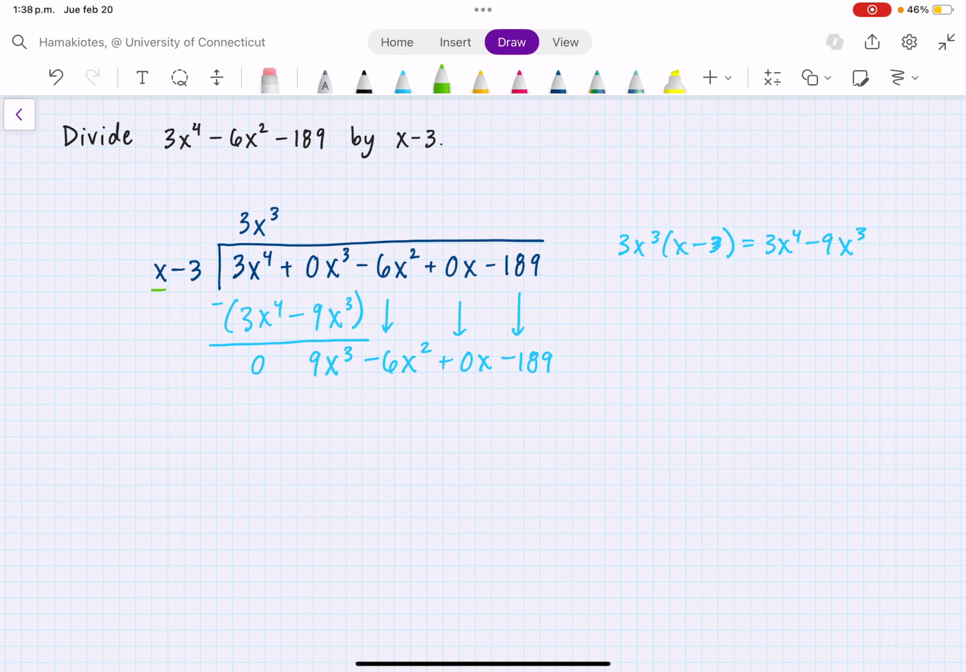So now what do we need to multiply x by to get 9x cubed? Well, we can multiply by 9x squared. So 9x squared times x minus 3 is 9x cubed minus 27x squared. So now let's go ahead and subtract by that.